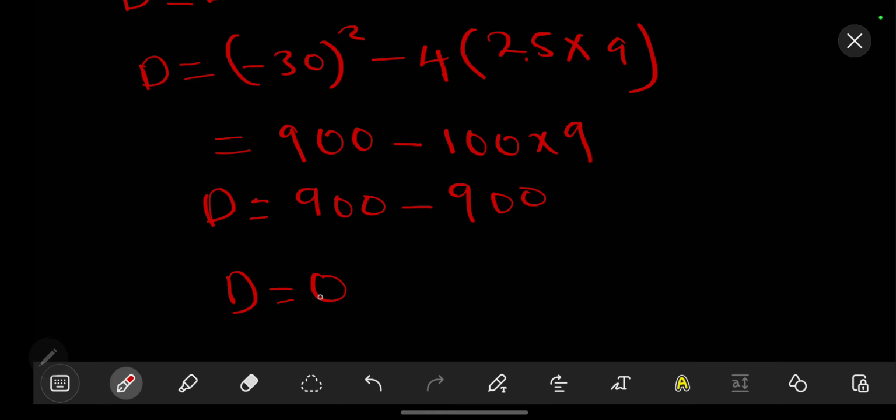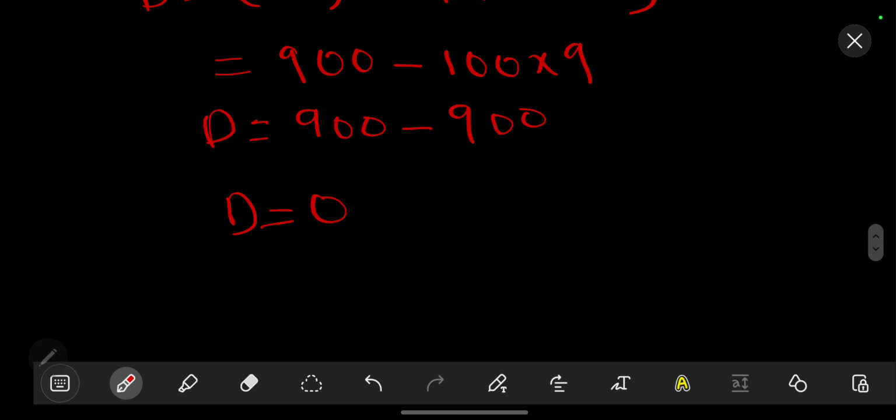So since your discriminant is equal to 0, what you are going to say is that you have one repeated real root.